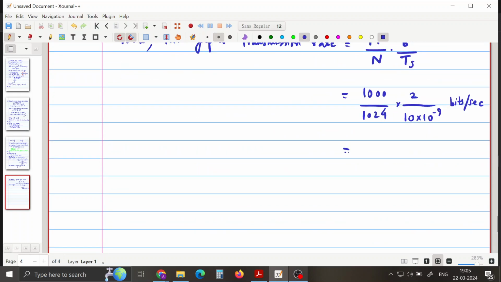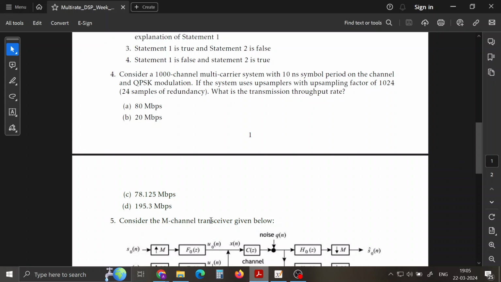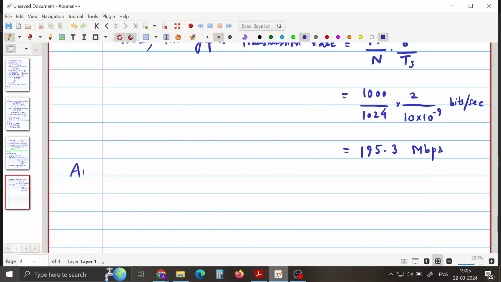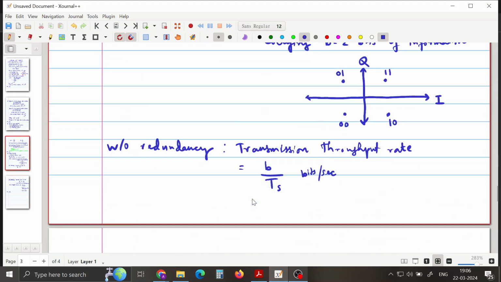And if you actually calculate this, it turns out to be 195.3 megabits per second. Okay, and that matches with option D, 195.3 megabits per second. So your correct answer would be option D. Fine. Okay. All right. So hope this was clear.